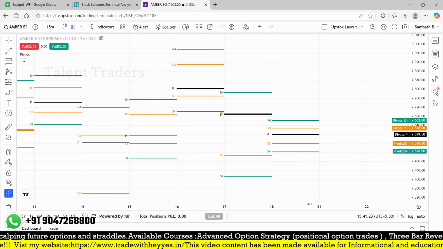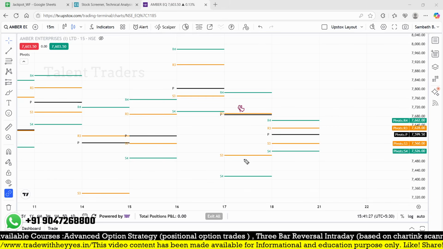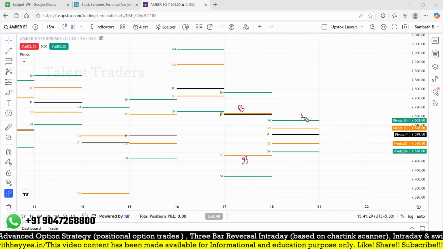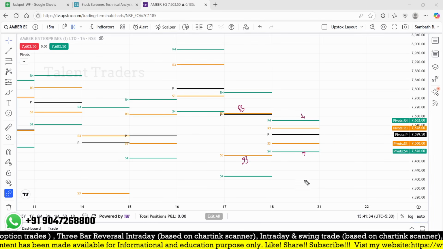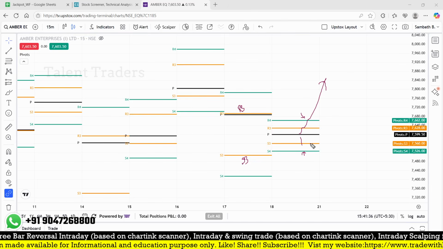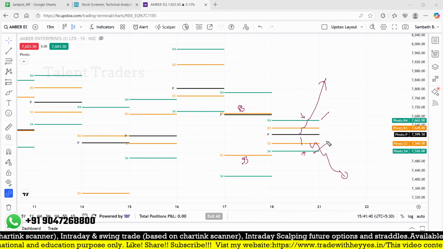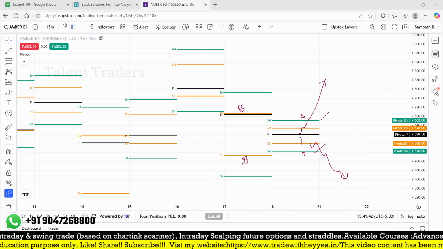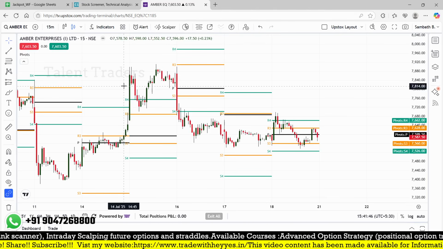So R3, and this is S3, and the levels of R4 and S4 are completely inside the previous day's range. We can expect some breakout over and above, or below, the level. So the respective higher level or lower level would be a stop which we can maintain. This is the logic which we are trying to find with that particular scan.